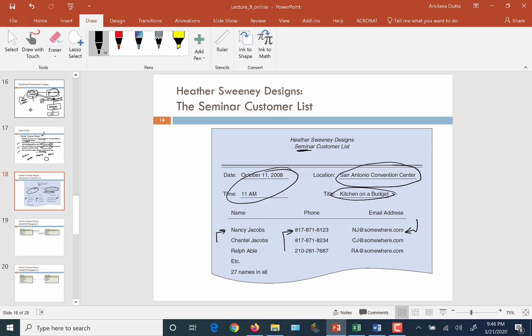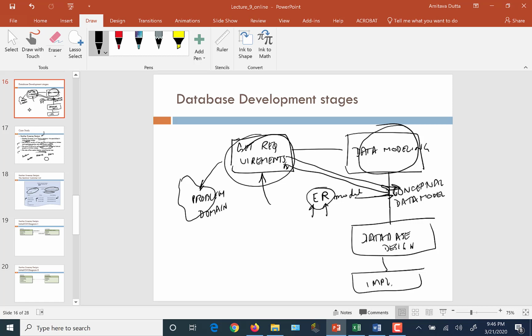So again, coming back to our original diagram where we started. Remember, we are focusing on the data modeling process. What is the process of getting from requirements to the ER diagram, to the ER model? Okay, and we are gradually going through that process.